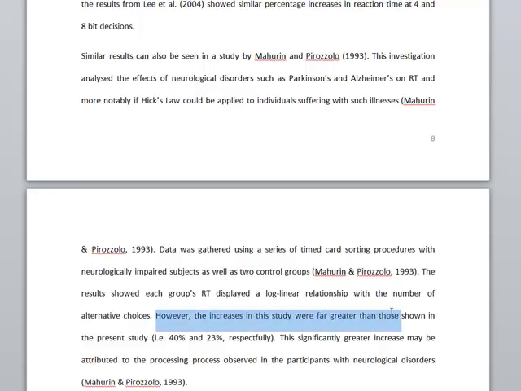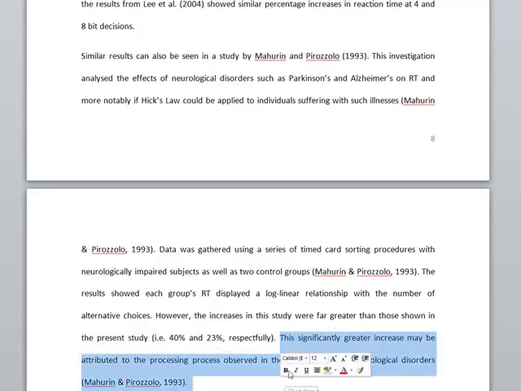So somewhere down here, it'll actually draw attention to that. Increases in this study were far greater than those in the present study. When it says this study, it's the study I've just been talking about. Far greater than those in the present study, meaning your study. These significantly greater increases may be attributed to. So what I've attempted to do here is explain why there might be a difference between the two.